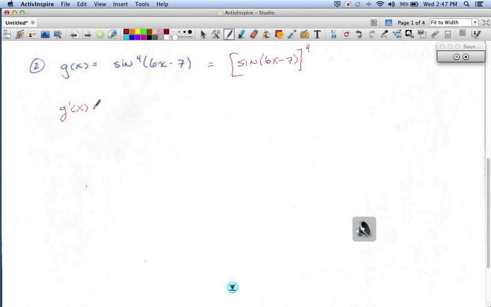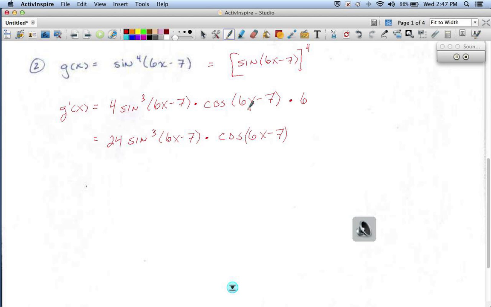Outermost is the 4, the quartic. That's a power rule. 4 sine cubed 6x minus 7. Next inner function is sine, times cosine of 6x minus 7. And next inner function is the linear, the derivative is 6. All I can do to that is multiply the 6 and the 4. And I end up with this nice looking derivative.